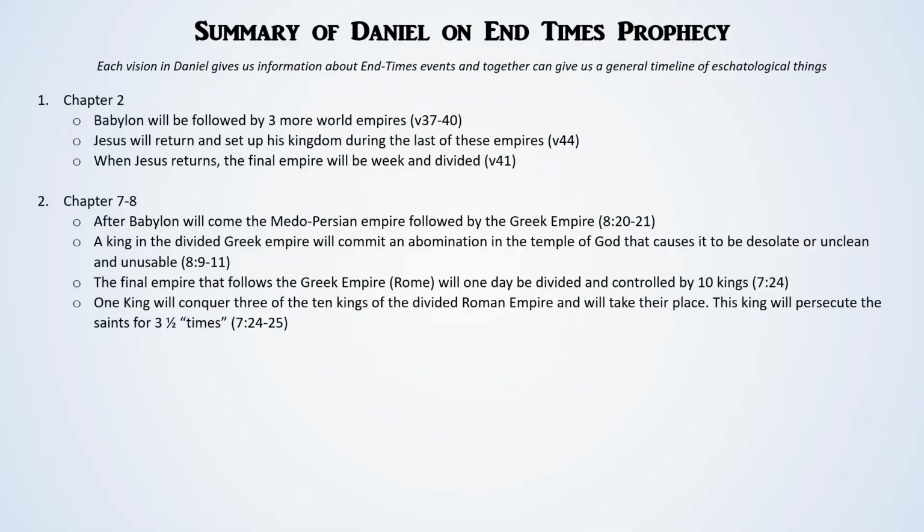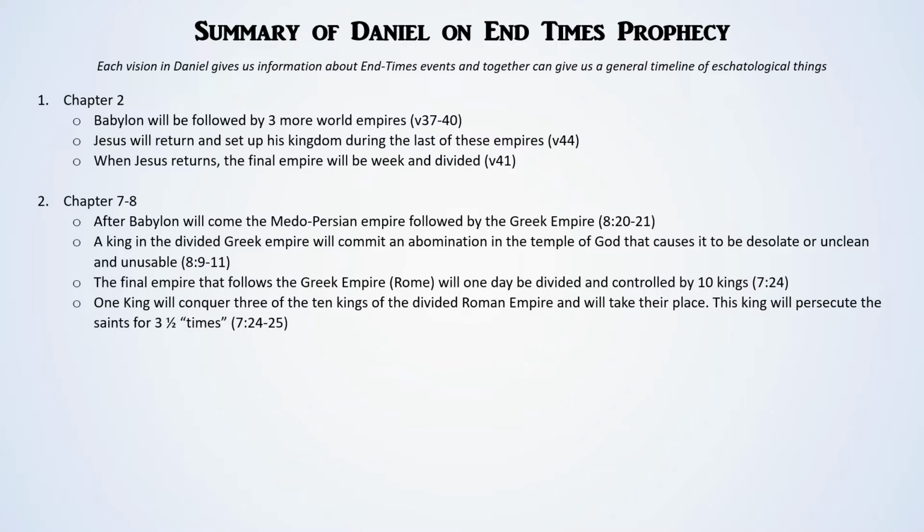This is speaking, we know from history, about Antiochus Epiphanes. But I'm getting ahead of myself. Right now, we're just going through the facts that we find in these chapters. Okay? So, there was going to be a guy connected to the Greek Empire who's going to commit an abomination in the temple and make it unclean or unusable. Then, the final empire, after those three, is going to be Rome. But we know that from history.